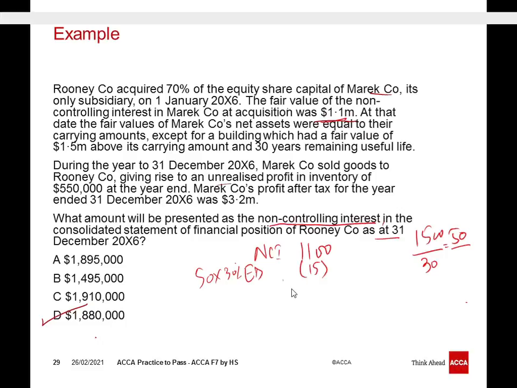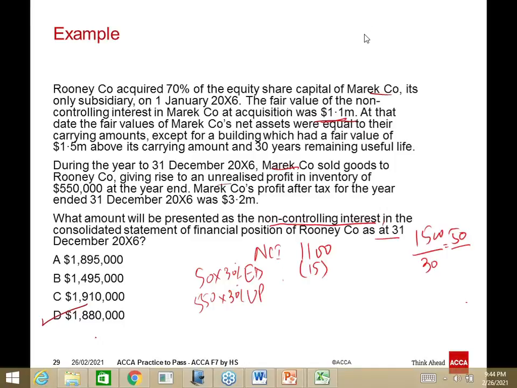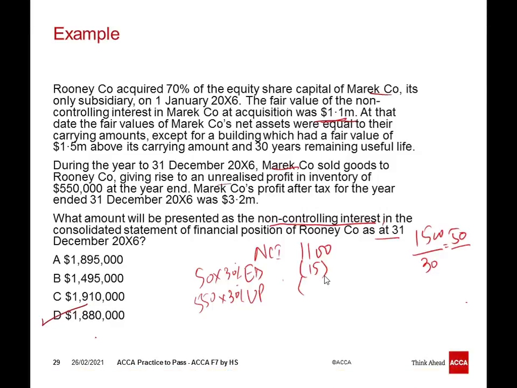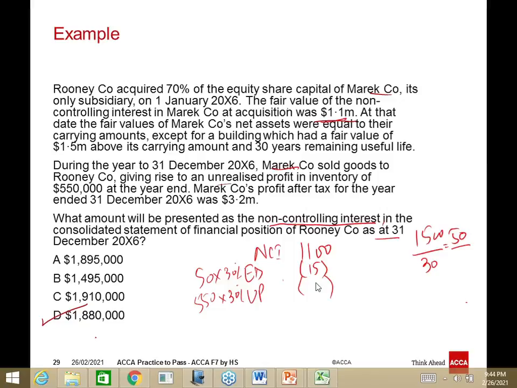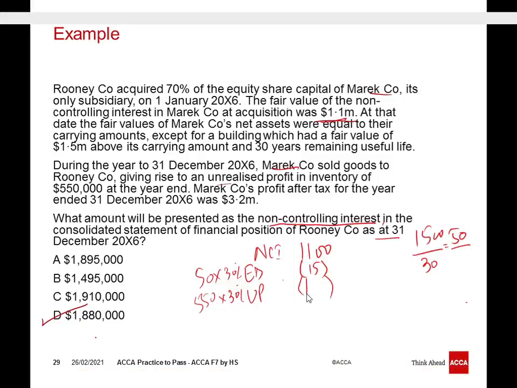During the year, the subsidiary sold goods to the parent company, realizing unrealized profit of 5,50,000. So that will be the URP, 5,50,000. And we will take 30% of this 5,50,000. Can you calculate the amount? 550 into 30%. That will be 1,65,000.